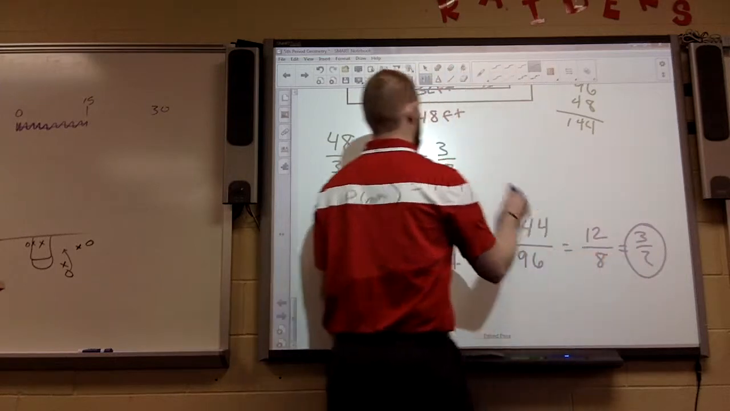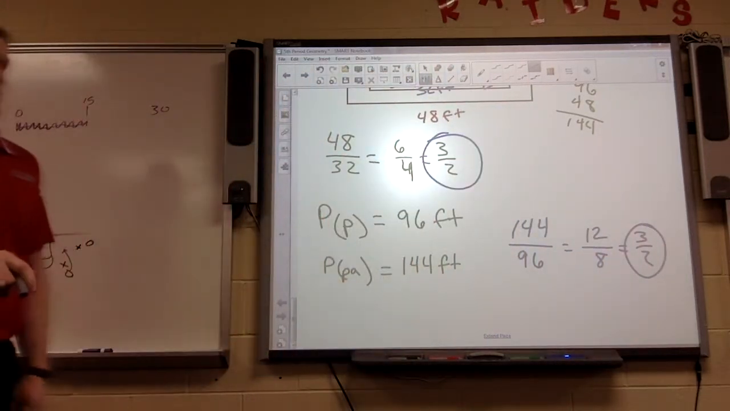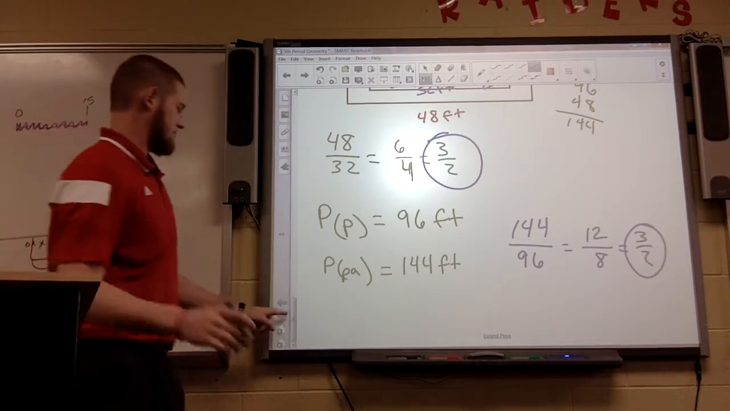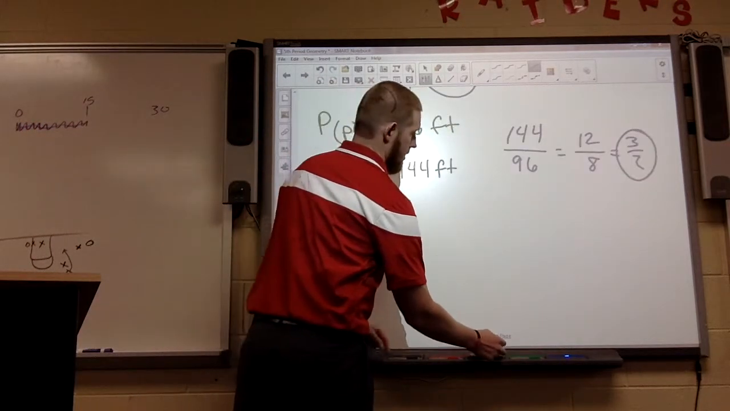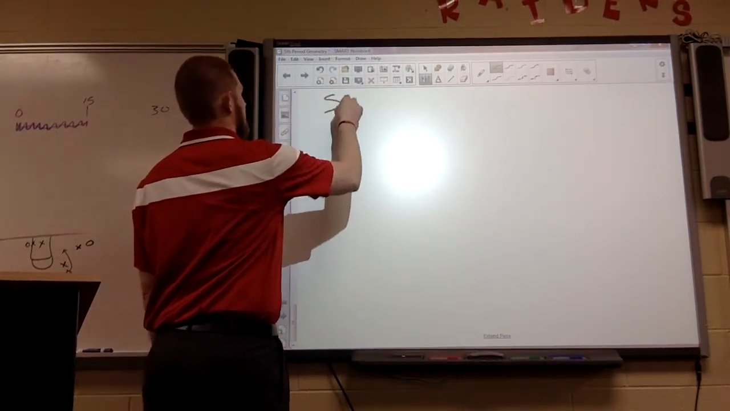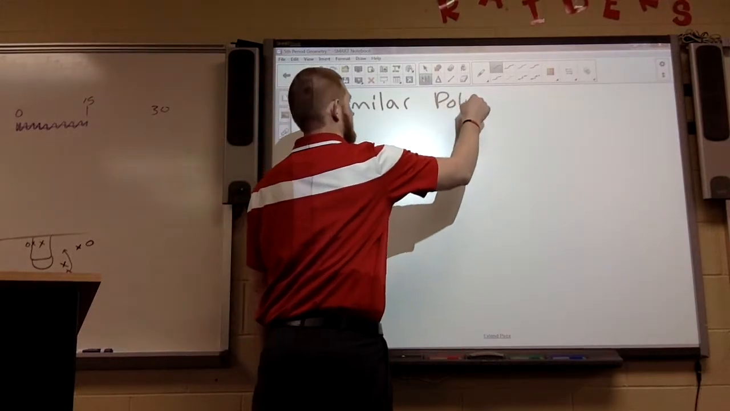So what do you notice about the ratio of the perimeters and the ratio of their corresponding sides? They're the same. Okay. That takes us to our next theorem. A theorem, yes. Okay, it is called similar polygons.